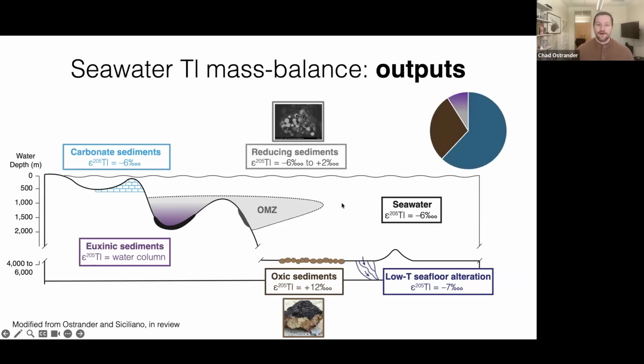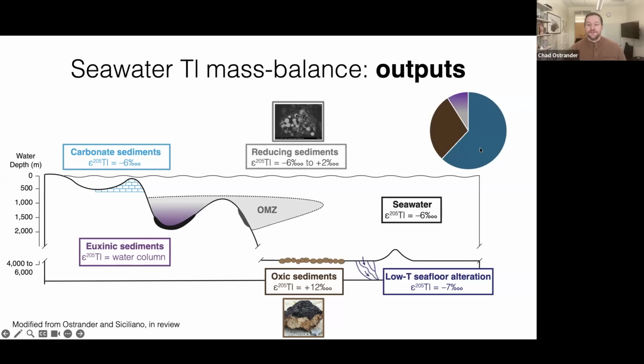So in terms of outputs, again, this really low seawater value requires an output with a strong preference for heavier mass isotopes. That output is oxic sediments, primarily on the deep sea floor, which can drive huge fractionations. This average value is 18 per myriad, larger than seawater. This is a huge fractionation effect because of those nuclear volume field shift effects.